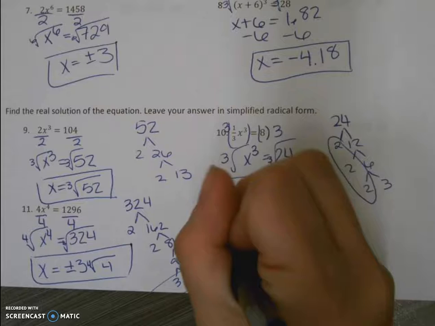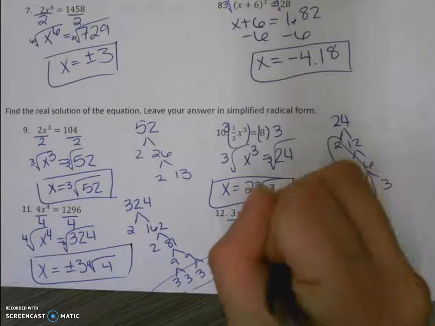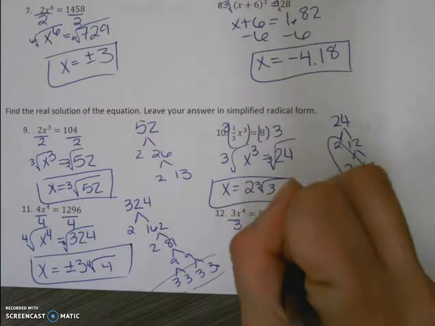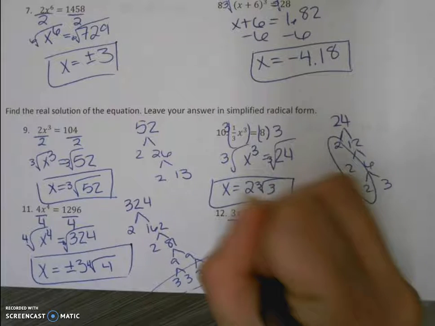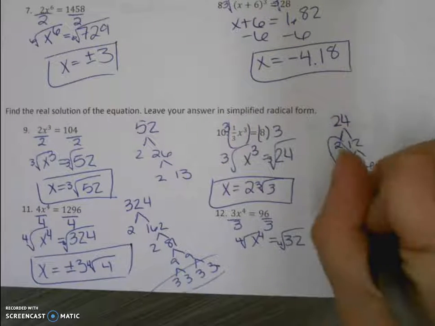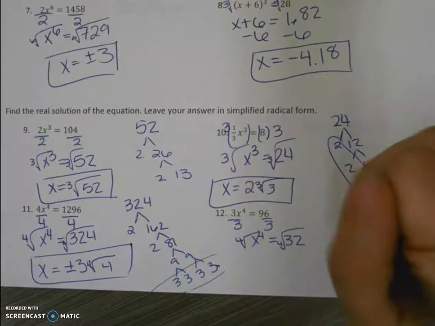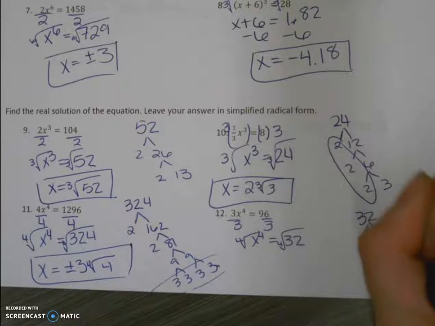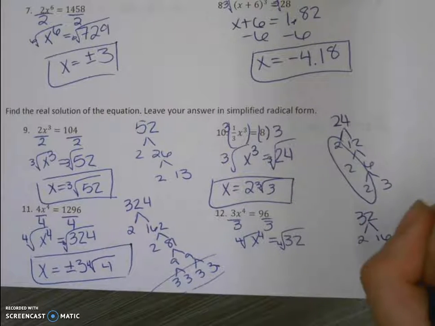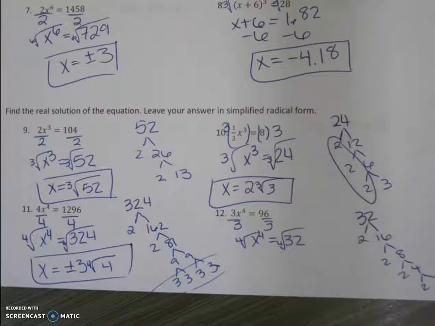Same thing with number 12. I'm going to divide both sides by 3 to start off. I get x to the 4th equals 32. Then I do the fourth root. So I'm going to do my factor tree for 32, and now I'm looking for groups of 4. I have 2 and 16, 2 and 8, 2 and 4, 2 and 2. I have a group of 2 right there.